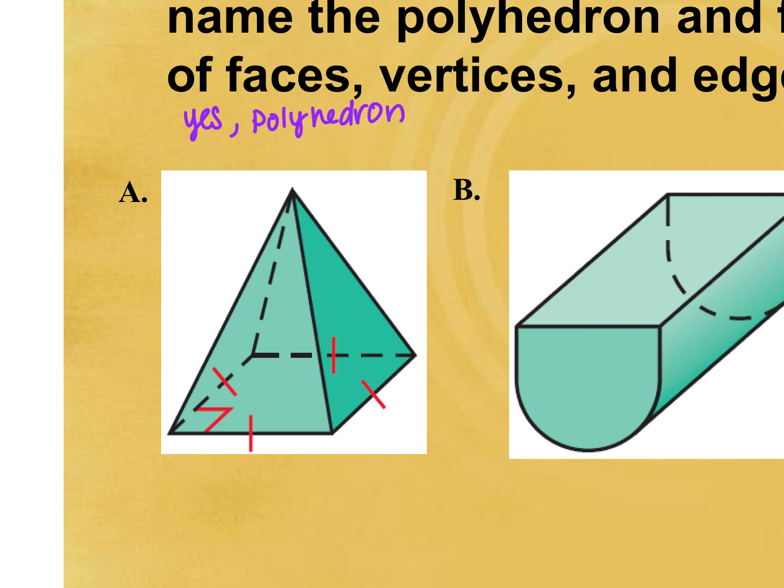And who could tell me what is the name of this shape? Be as specific as possible. How would I name this, Jonah? A square pyramid. This is a square pyramid. The base is a square. It's telling me all my sides are congruent. So I have a square pyramid.